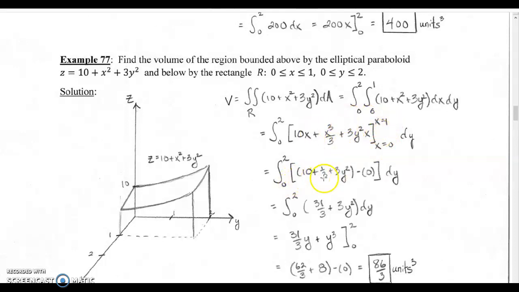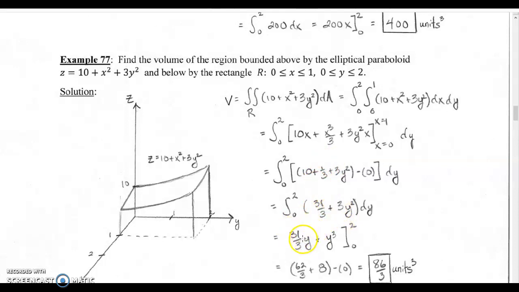I get 10 plus 1/3 plus 3y squared times 1, or just 3y squared, minus plug in 0. Each term has an x term, so that's all gone. So this now is what's left to integrate with respect to y. So I'm going to combine the two constants to get 31/3 plus 3y squared.